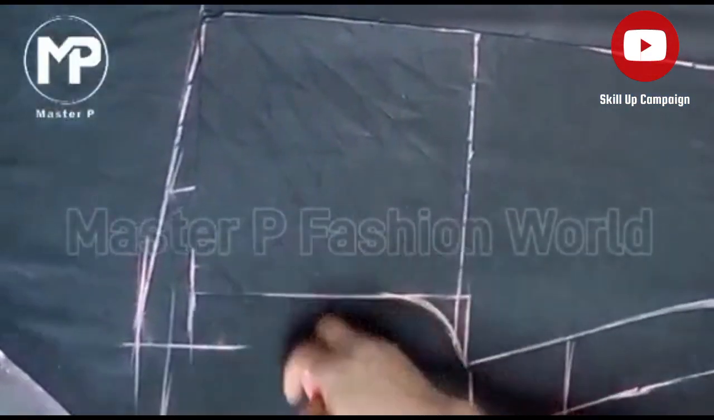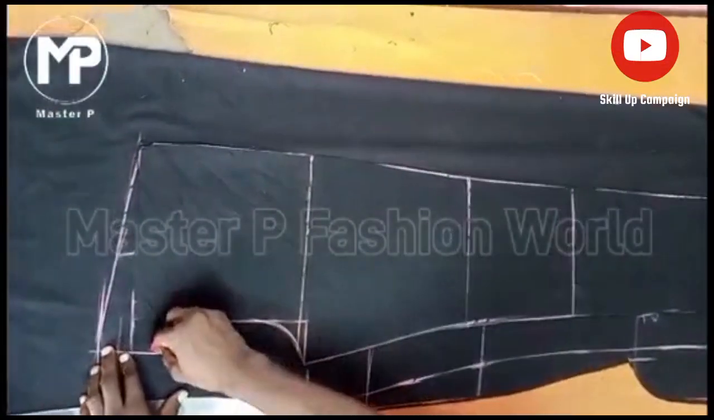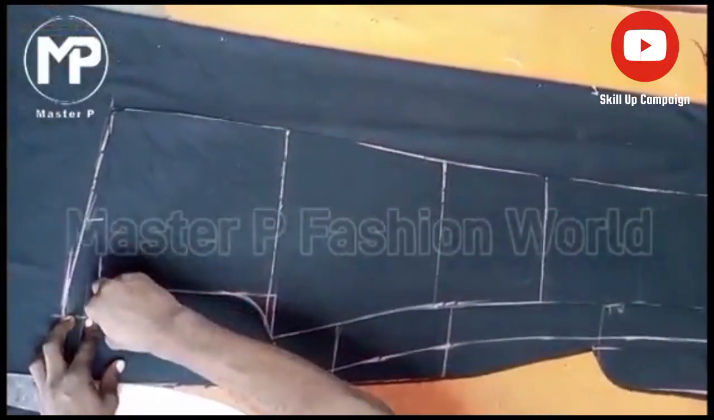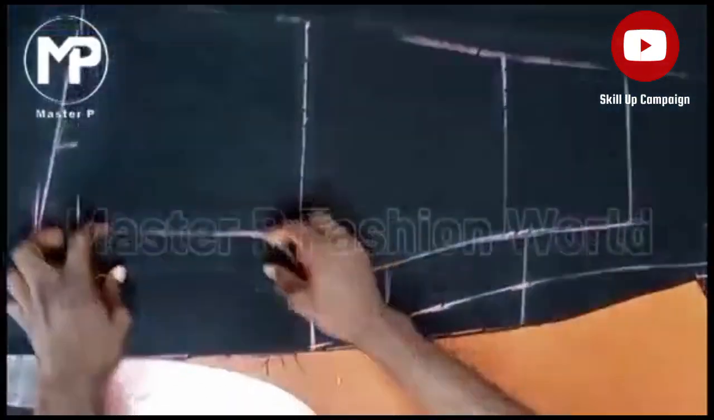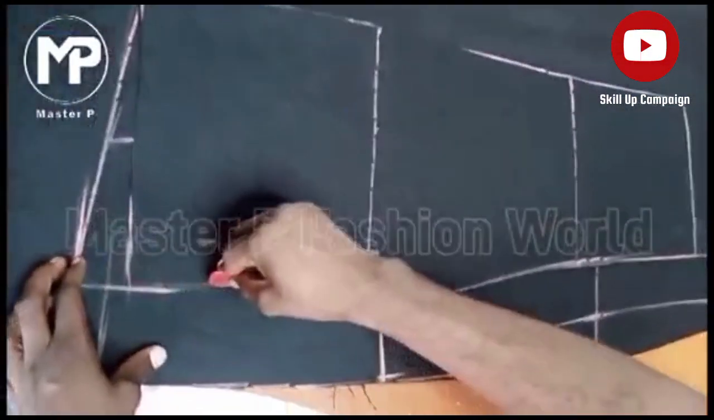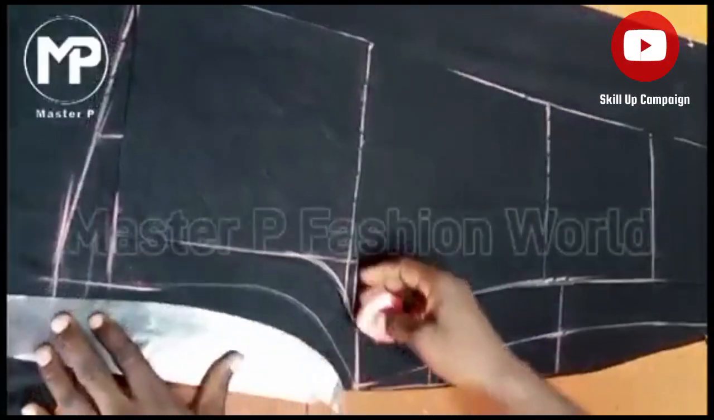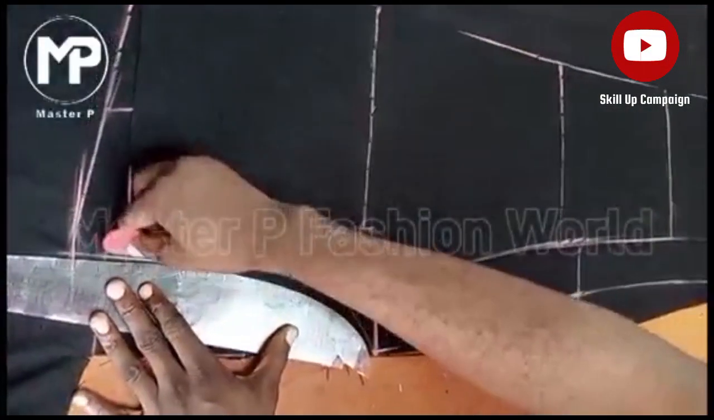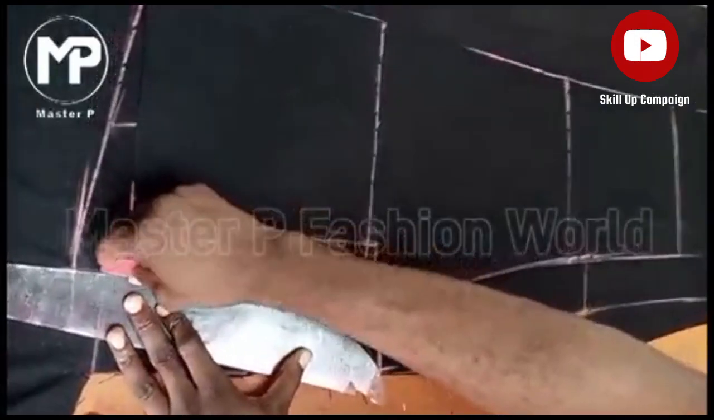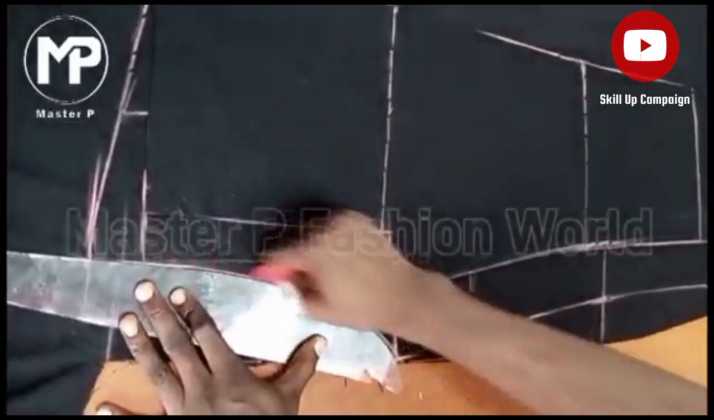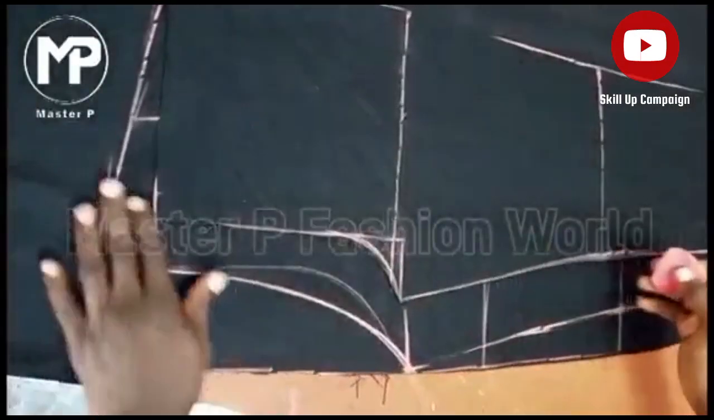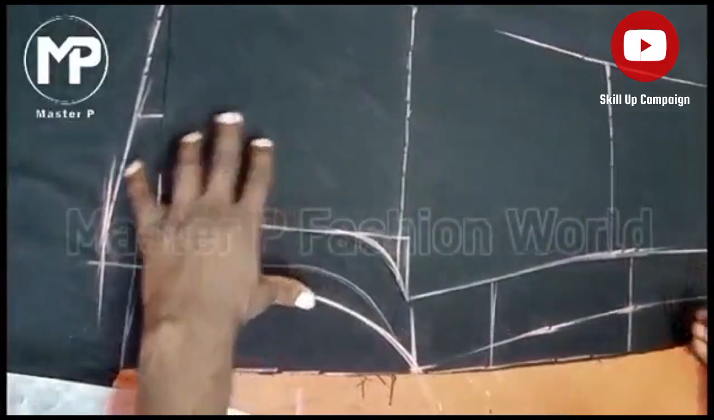So down here we are going to curve it, and when you are curving this back part, don't curve it following the shape of this. For example, something like this, it will be tight on the person's hip. But if we curve something like this, it won't be tight at the hip region.